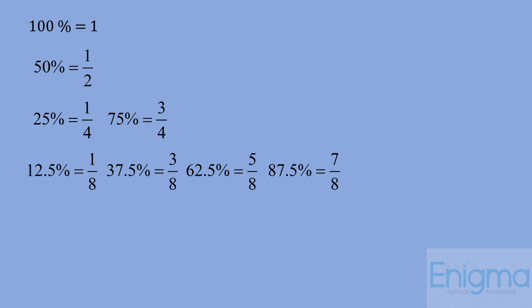On the right hand side, 1 divided by 2 is 1 by 2. Again 50% divided by 2 is 25%. Half divided by 2 is 1 by 4. 25 further divided by 2 is 12.5. Similarly 1 by 4 divided by 2 is 1 by 8. Further dividing by 2, 12.5 divided by 2 is 6.25, and we get 1 by 16. Further dividing by 2 we get 3.125%, which is nothing but 1 by 32.